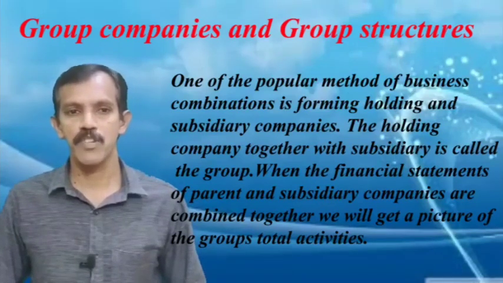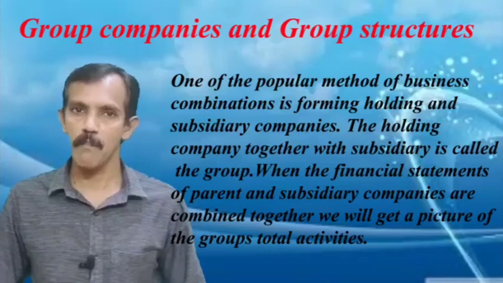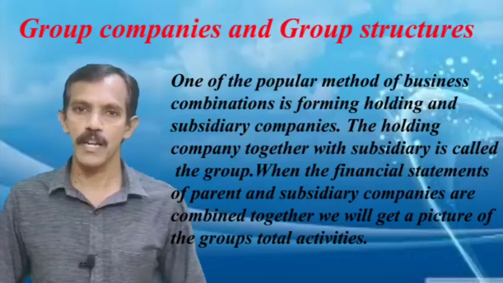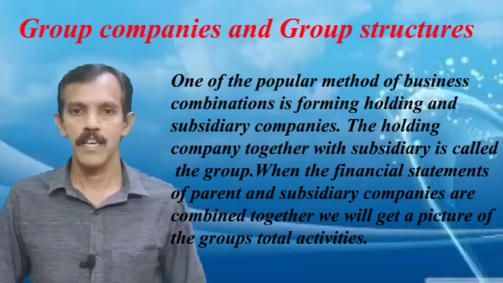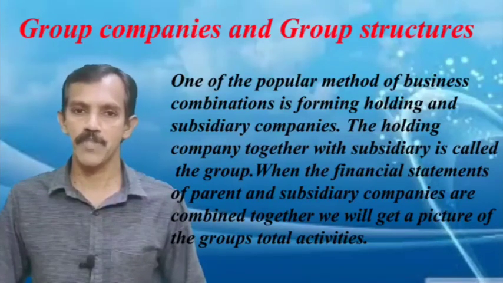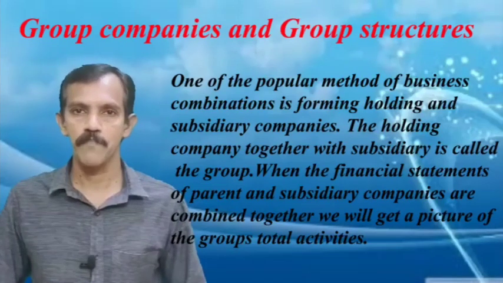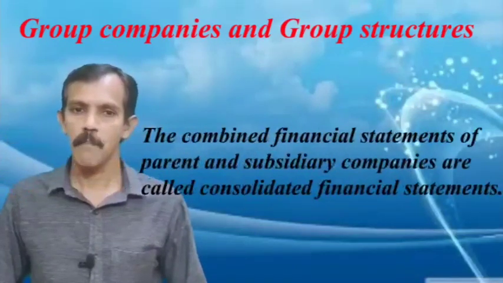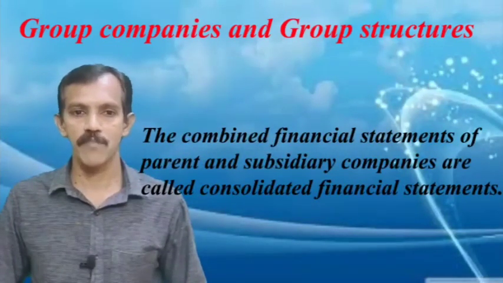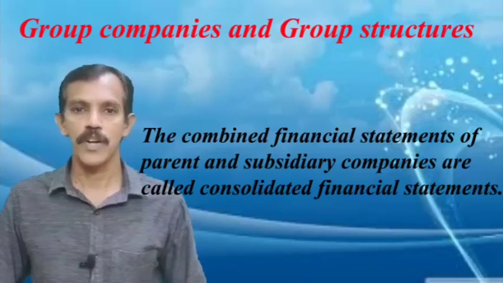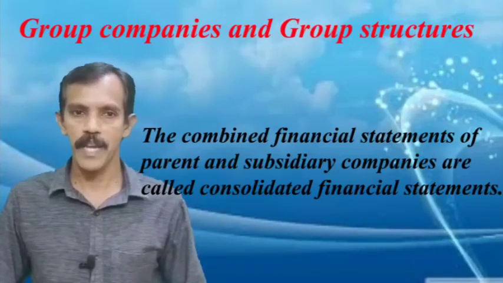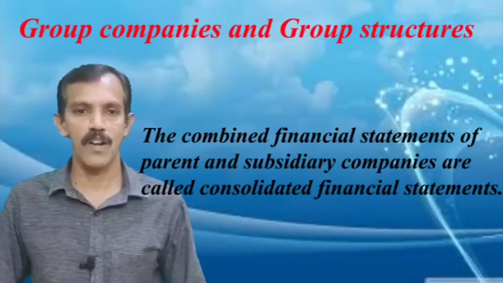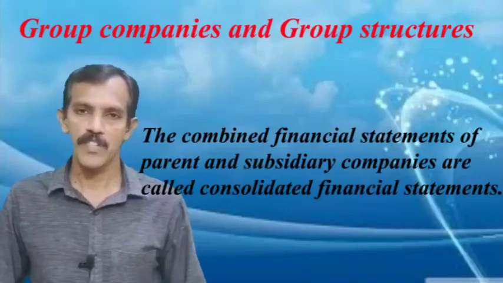When the financial statements of parent and subsidiary companies are combined together, we will get a picture of the group's total activities. The combined financial statements of parent and subsidiary companies are called consolidated financial statements.